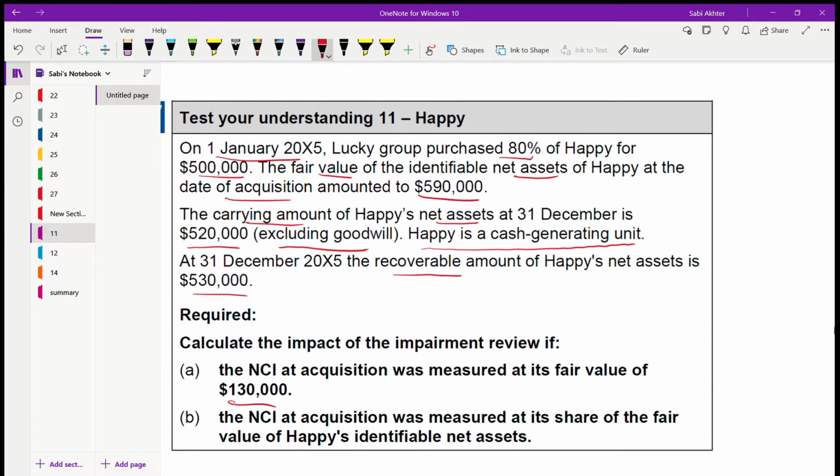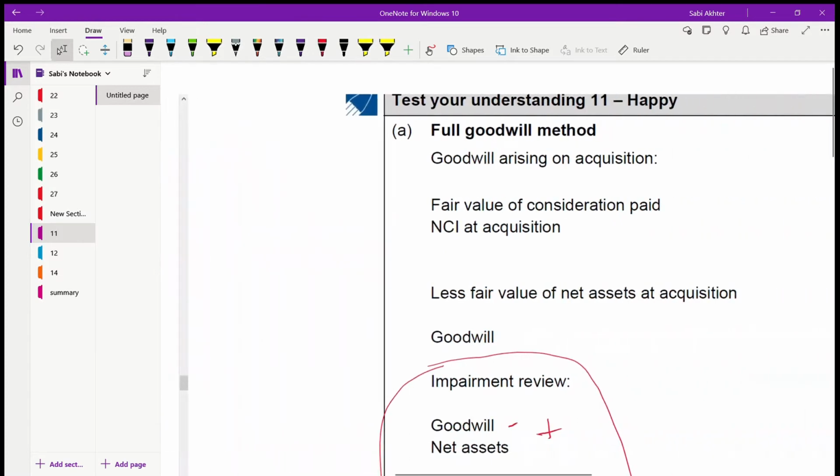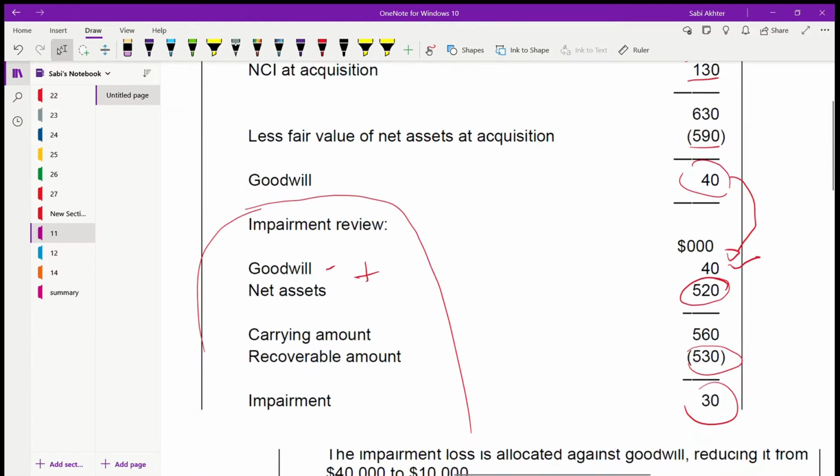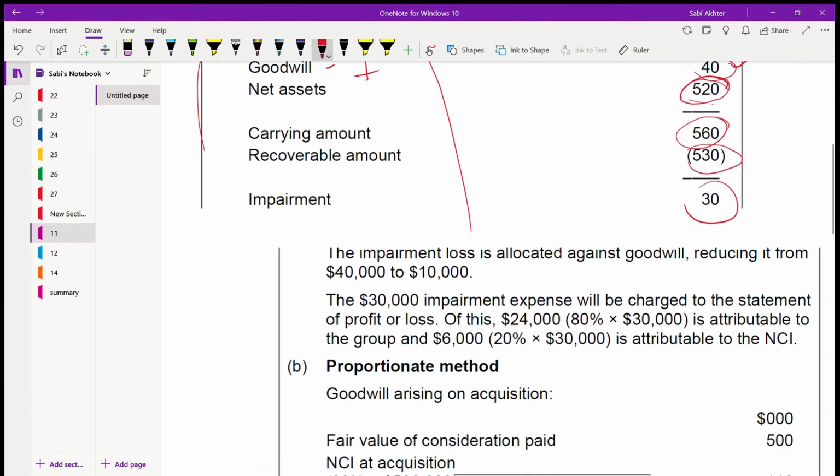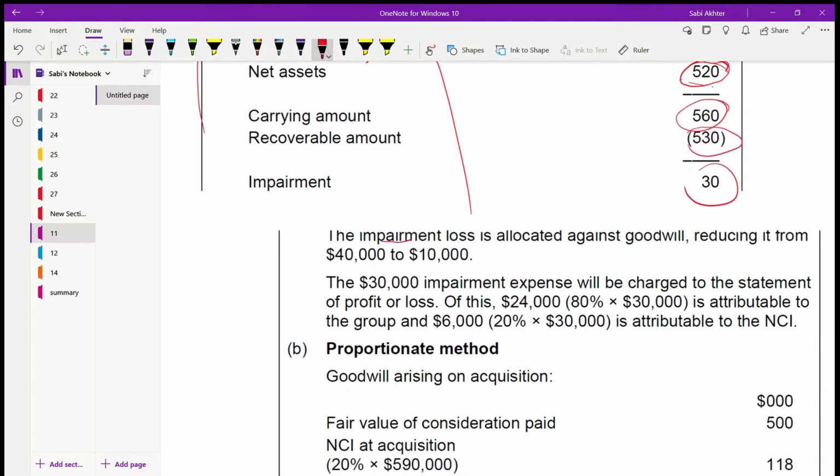Carrying amount of net asset is 520 excluding goodwill. So that's why we have to add that goodwill to this carrying amount. This is the carrying amount. Recoverable amount is 530. Impairment is 30. And this impairment will be allocated against goodwill.